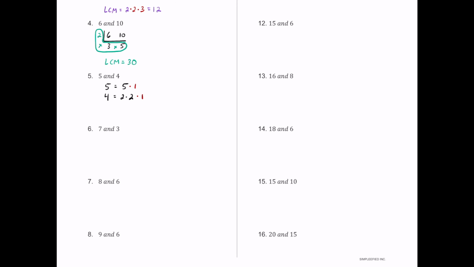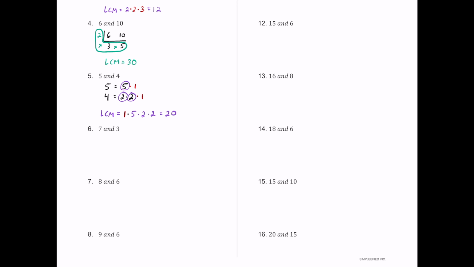So if we're writing our LCM down here, it does have this 1 that they have in common. But then what were the extras? Well, the extras here were going to be this 5, and this 2, and this 2. These were the extras, right? So 5 times 2 times 2, 5 times 2 is 10, 10 times 2 is 20. And 20 is going to be the LCM, or the first time that 5 and 4 meet.